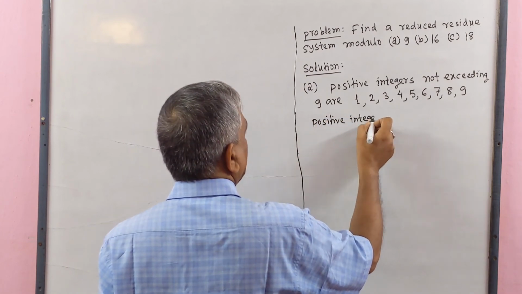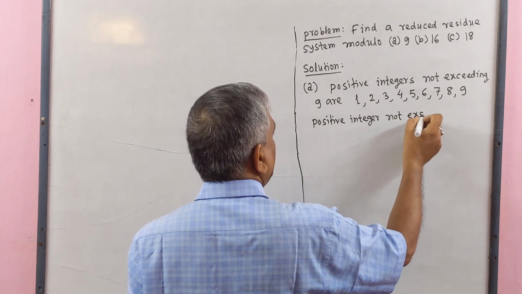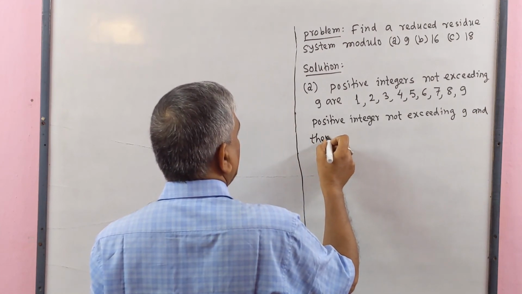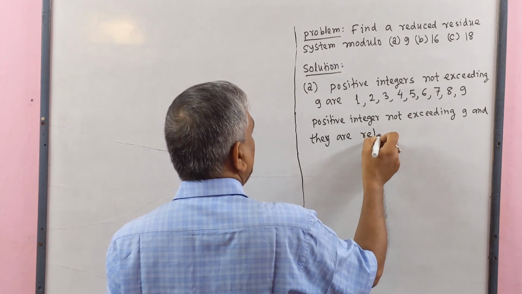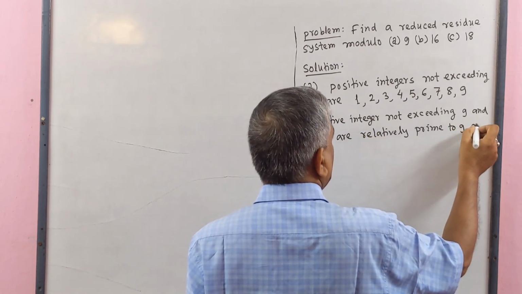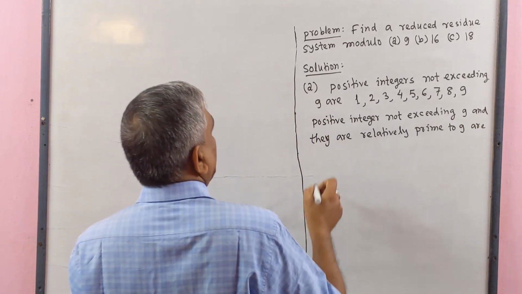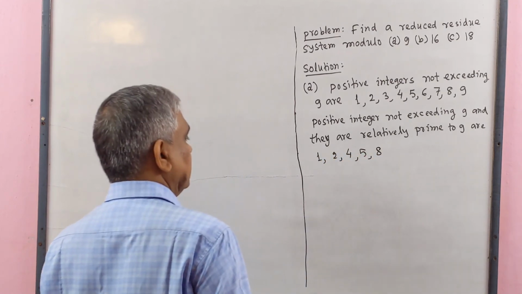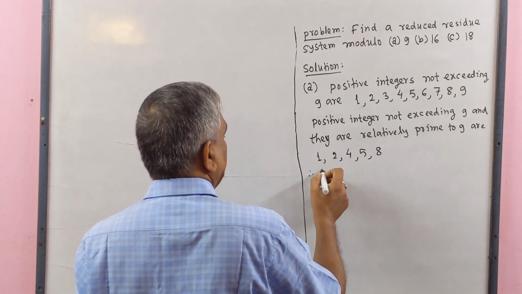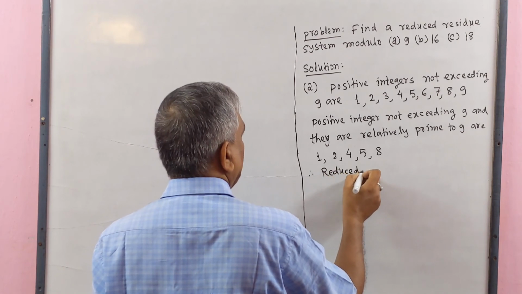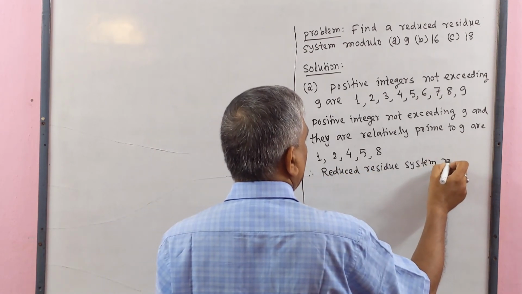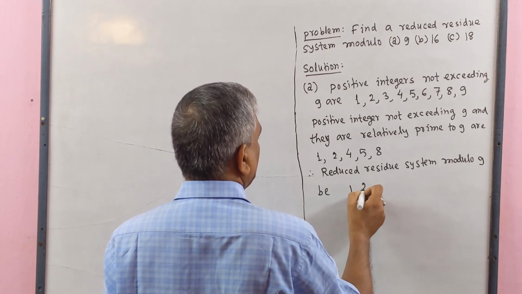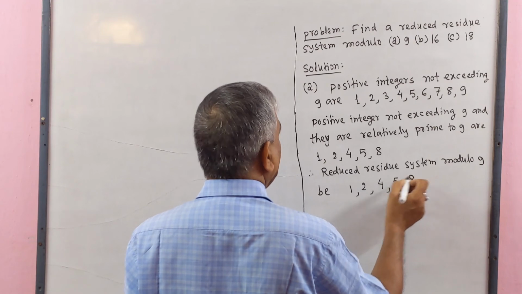Positive integers not exceeding 9 and they are relatively prime to 9 are 1, 2, 4, 5, 8. Therefore, reduced residue system modulo 9 be 1, 2, 4, 5, 8.